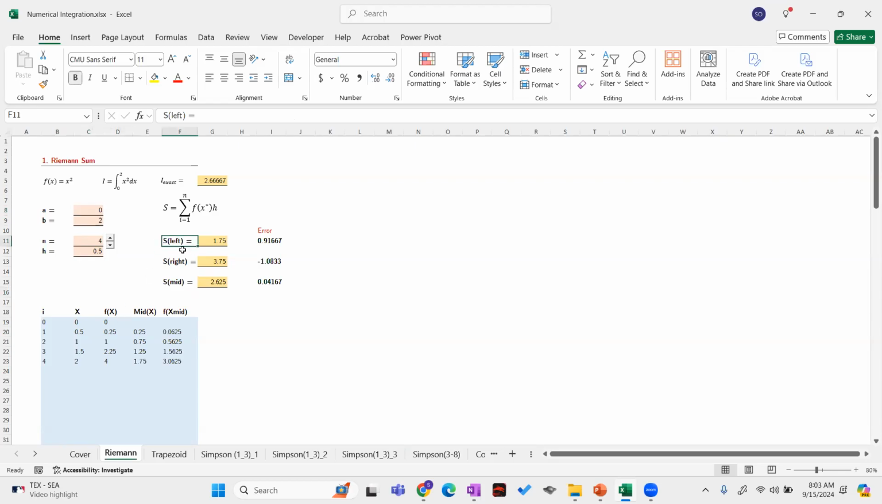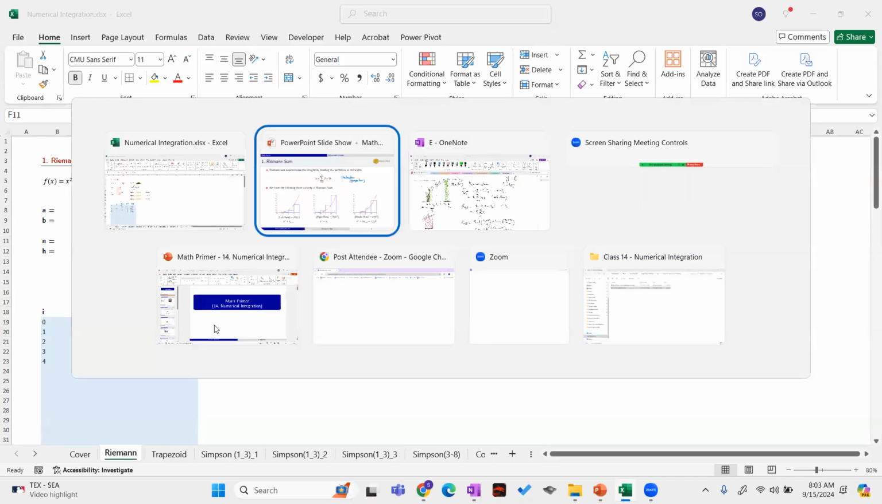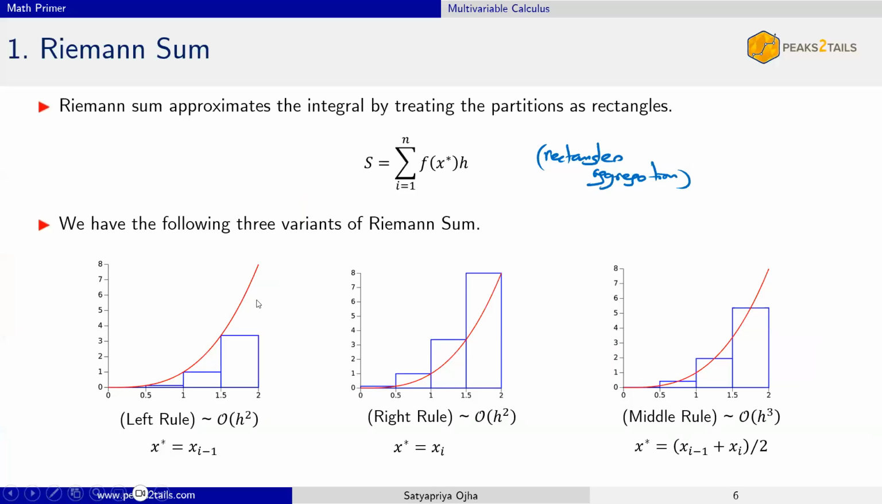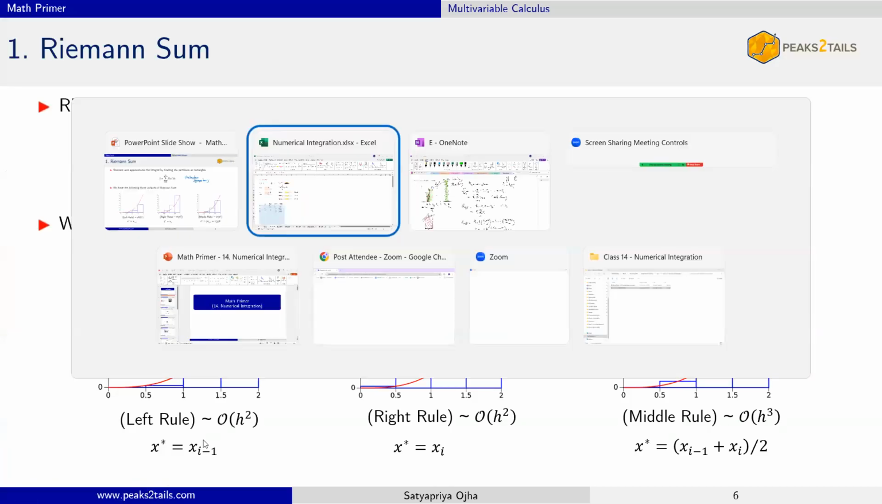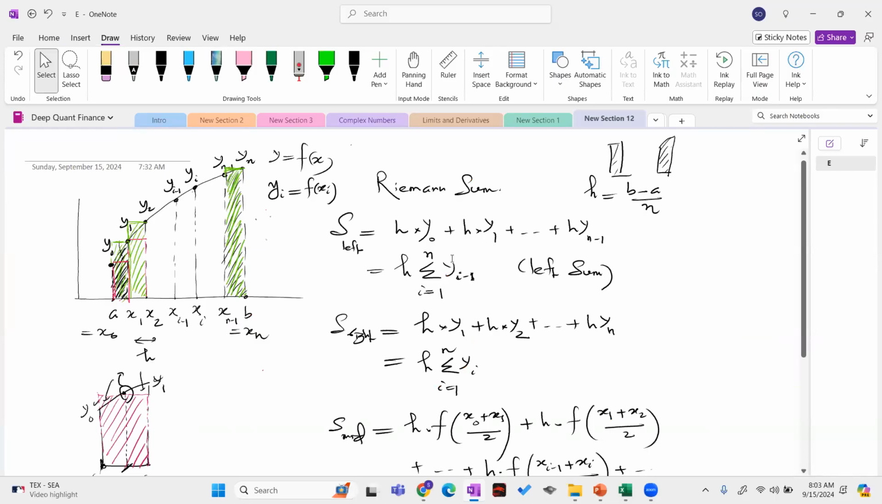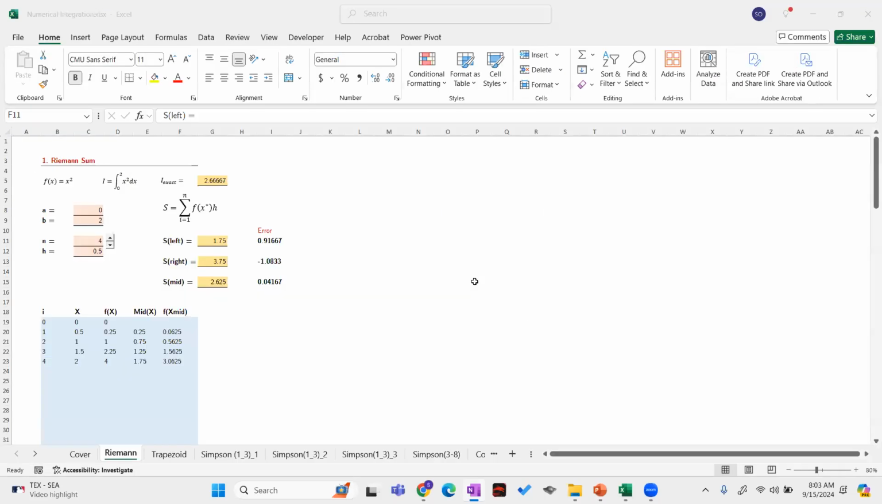So to do the left sum, I will need to add all the y i minus 1. So let's go back. What I've done here is evaluated the f of x at each of these x values. F of x is nothing but x square. So at x0, the height is 0. At x equal to 0.5, it is 0.25. It's just the square.